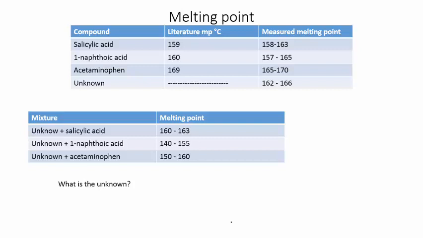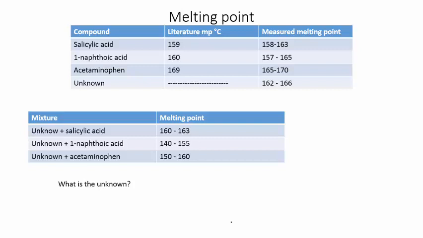If it's mixed with something, the melting point will be lower. So we look at the unknown plus salicylic acid. It's 160 to 163. Salicylic acid is 158 to 163. That's not bad. If we look at naphthoic acid, now we have 140 to 155. Notice how broad that became, where naphthoic acid alone is 157 to 165. Higher range and sharper. And then this is a very broad melting point range for unknown plus acetaminophen, compared to the 165 to 170 that you might have measured here. So the one that didn't change much was the salicylic acid.